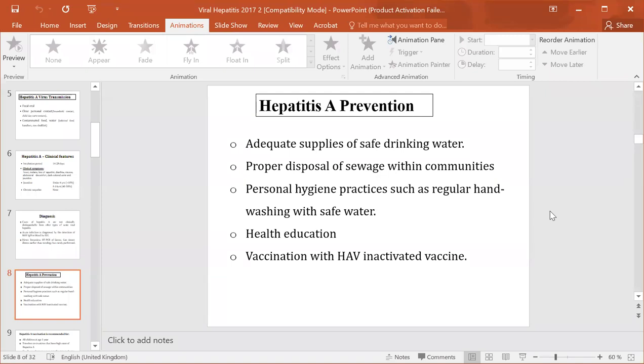The good news is that we have a vaccine for hepatitis A. This vaccine is mainly given to travelers, and it offers protection from acquiring hepatitis A virus.